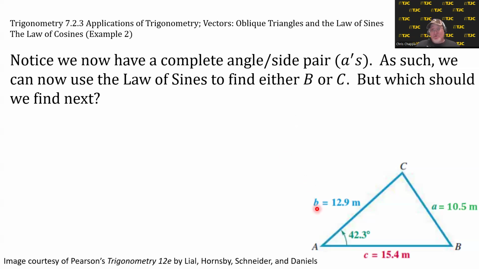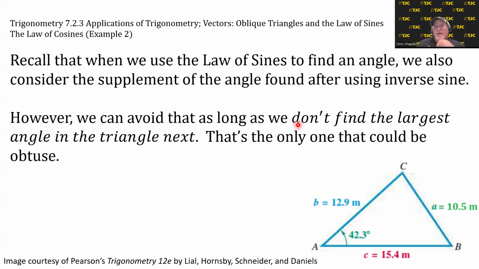Notice we now have a complete angle-side pair, the A's. As such, we can now use the law of sines to find either angle B or angle C. But which should we find next? There's actually a right answer to that. Recall that when we use the law of sines to find an angle, we also have to consider the supplement of the angle found after using inverse sine. That's because the range of inverse sine will never give us an angle larger than 90 degrees, but our triangle might have an angle larger than 90 degrees. So we have to consider the supplement of the angle that inverse sine gives us. However, we can avoid all that as long as we don't find the largest angle in the triangle next.